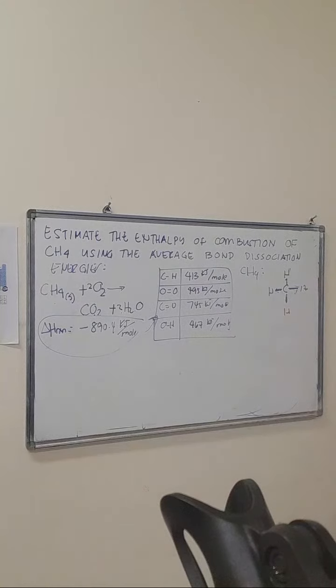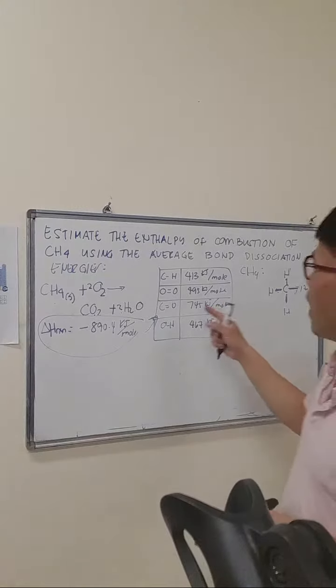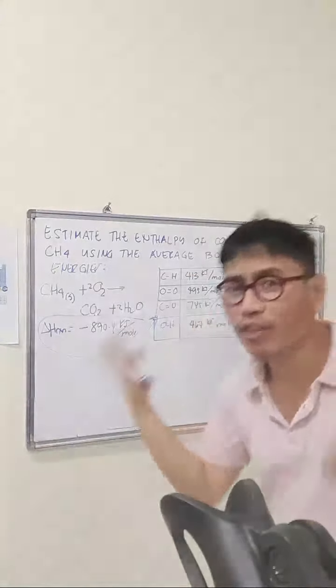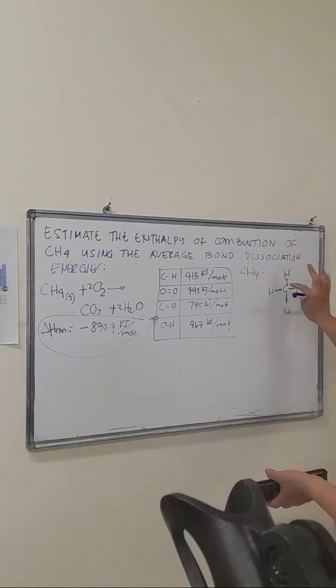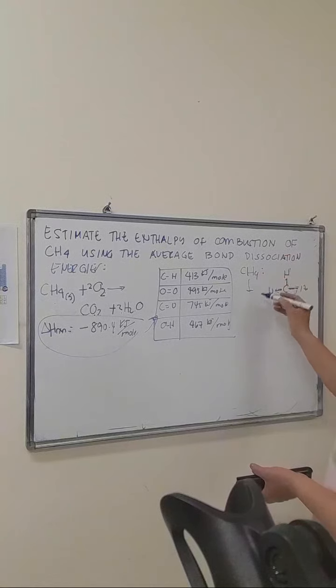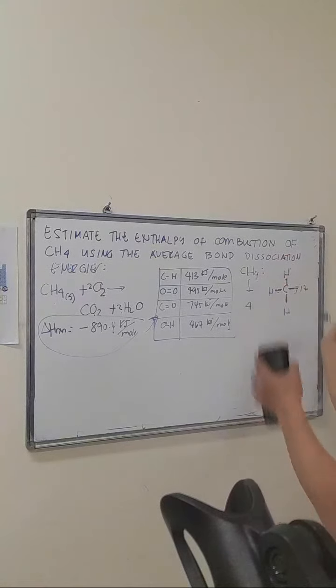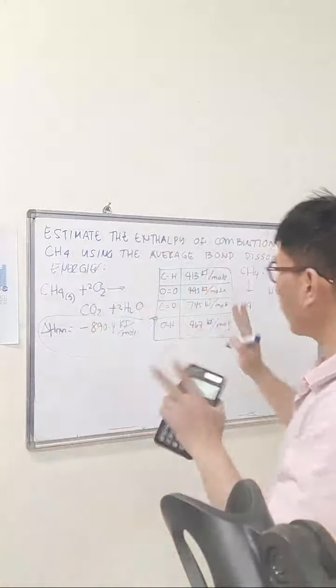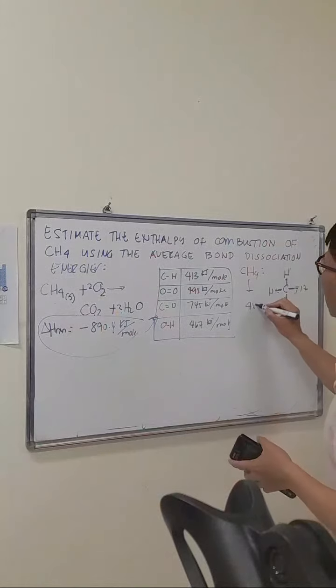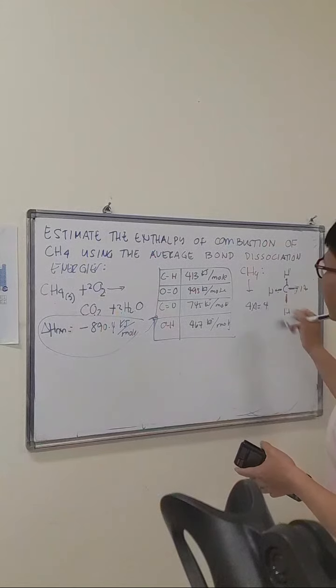So we will count how many single bonds there are, because in the average bond dissociation, we will focus on the type of bond. So for single bonds, you have to count how many. Single bond: 1, 2, 3, 4. In CH4, we have 4 single bonds. Then times how many moles of CH4 in the chemical reaction? Only 1. So 4 times 1 is equal to 4. This is the technique.